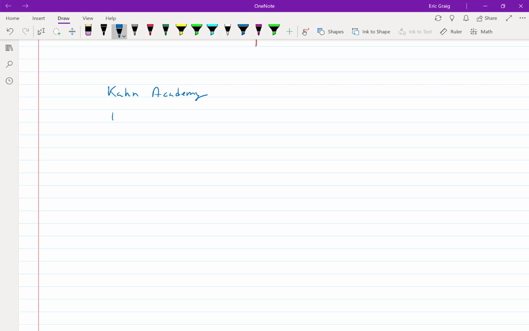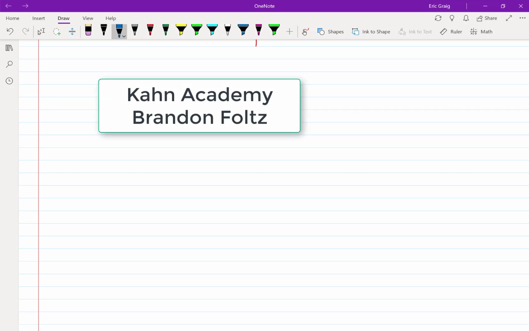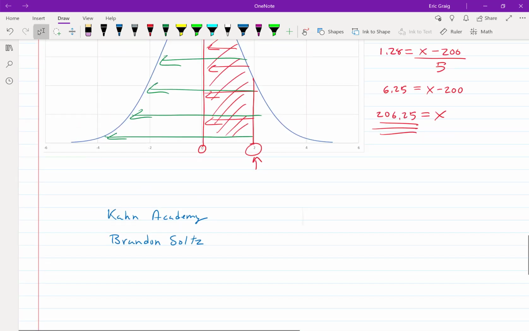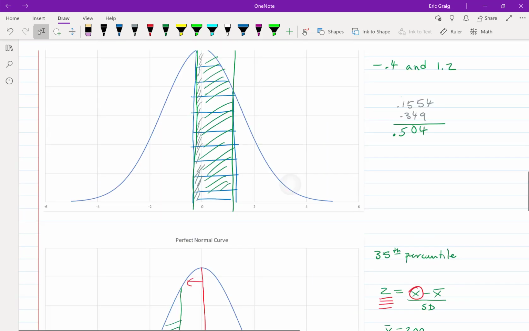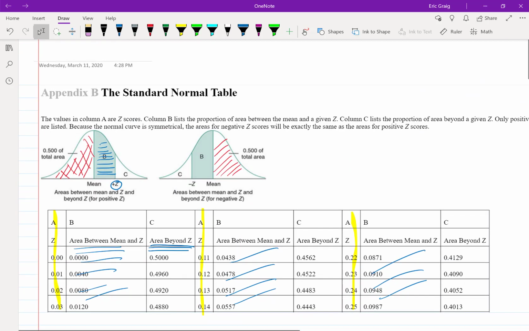Look for videos by this guy. His name is Brandon. I think it's Brandon Soltz, I think is his name. I believe I have a link to this up somewhere, and you can also Google on your own. But rather than trying to memorize how to solve these particular problems, try to understand what this table allows you to do and how the table works in terms of the characteristics of the normal distribution.